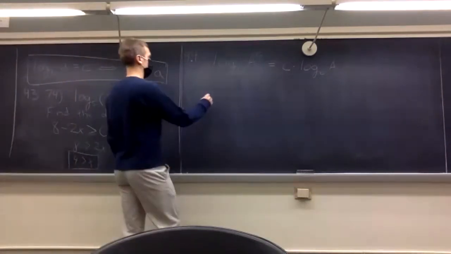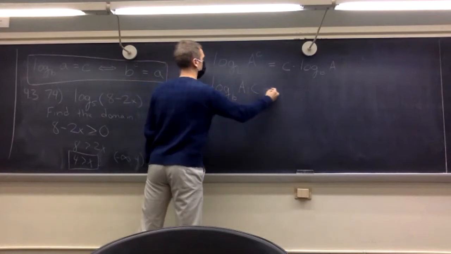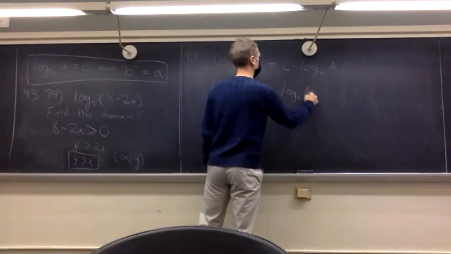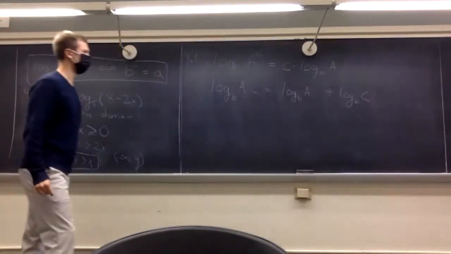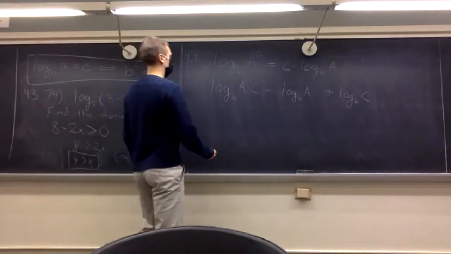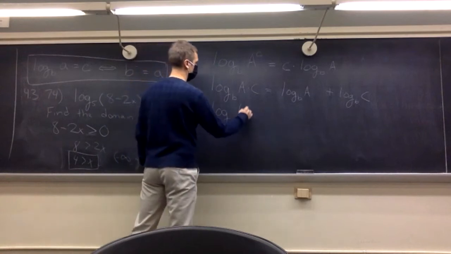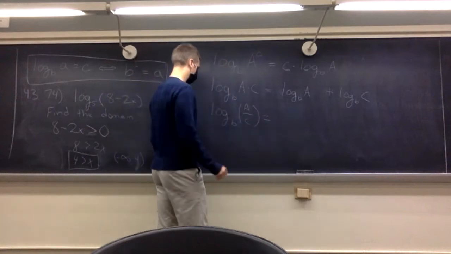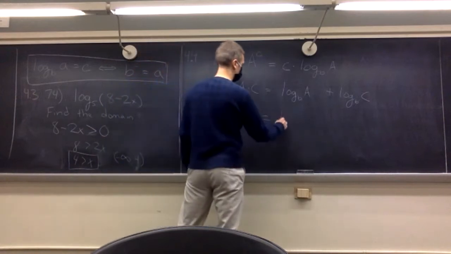Another rule is if you've got log of any base of a times c, that's always equal to log base b of a, plus the log base b of c. Products expand into sums. The last one is for any base logarithm, if you have a quotient where neither a nor c is zero, you can write this as the difference of logarithms.